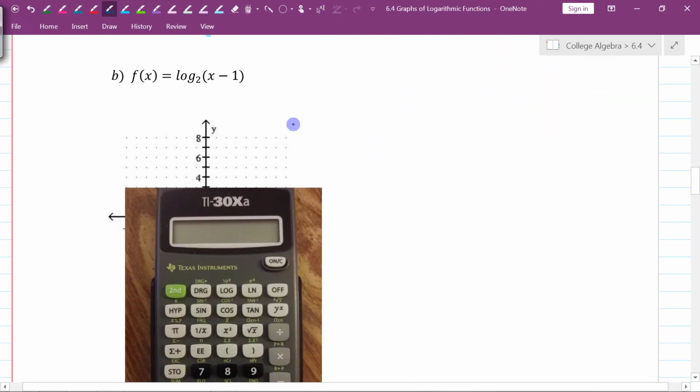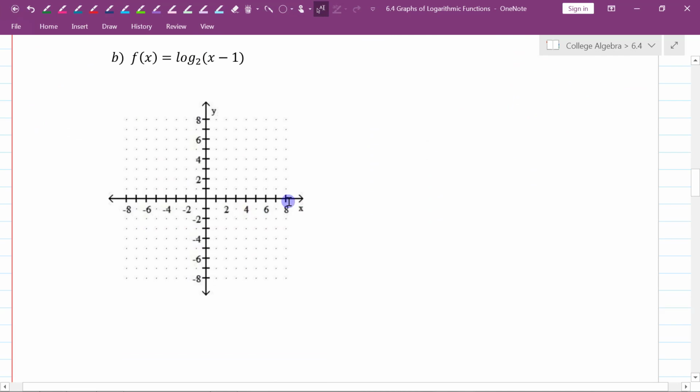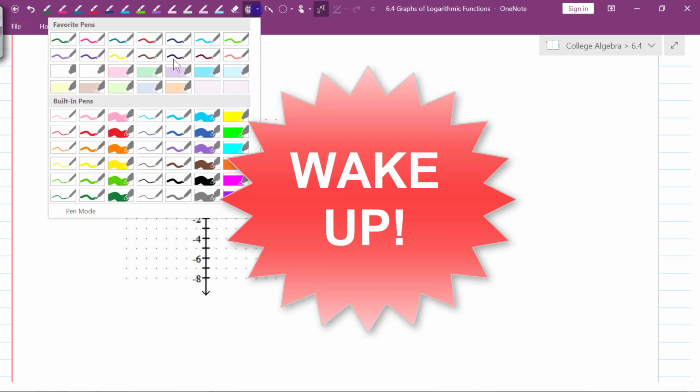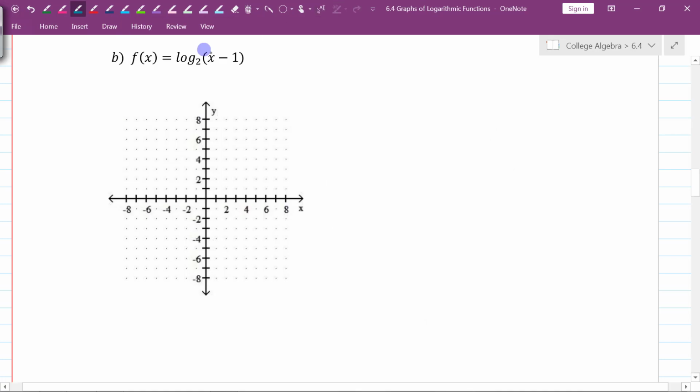Let's go to the next problem here. And we have the exact same directions. We are to state the vertical asymptote and also provide 3 points. So our vertical asymptote, you're going to notice that we have a shift right here. Normally our one known point is right here, but we have an x minus 1 equals 0, which means x equals 1. So at x equals 1, that's actually going to be our asymptote. And so we'll draw in our vertical asymptote right there.